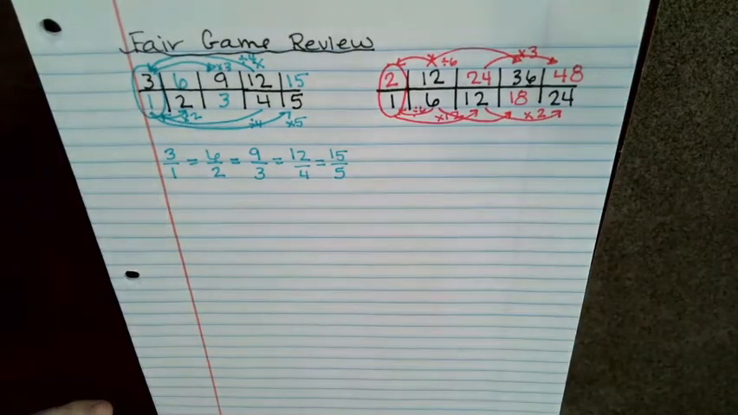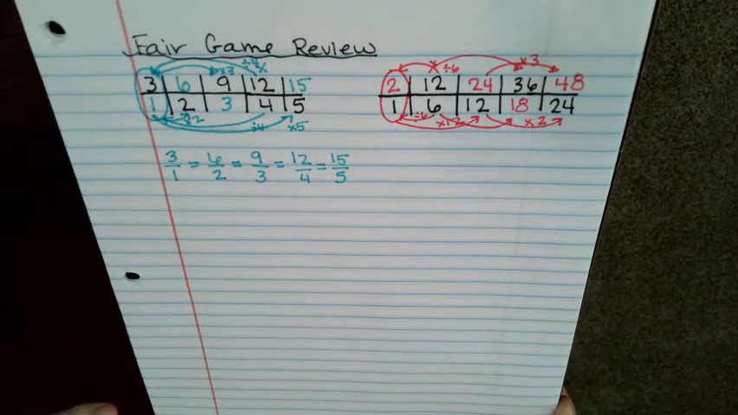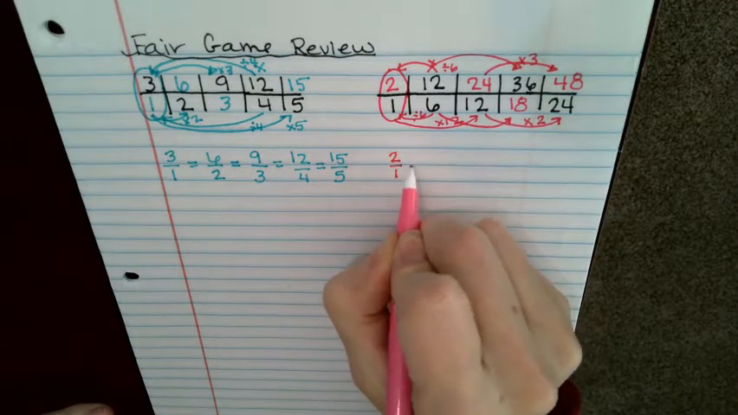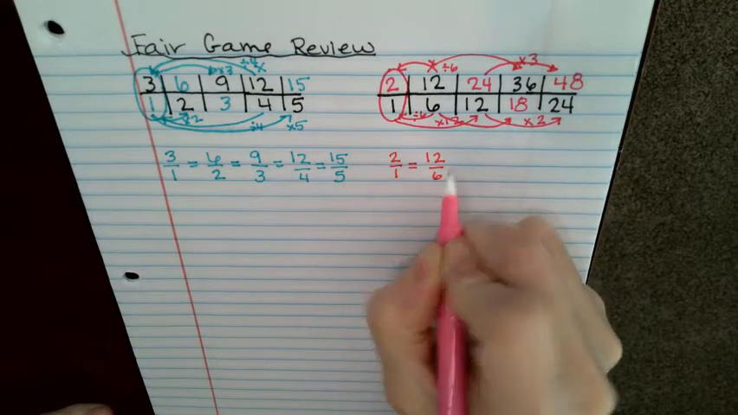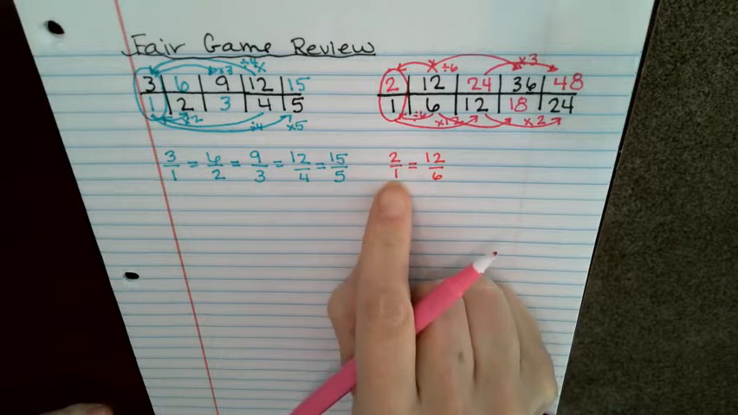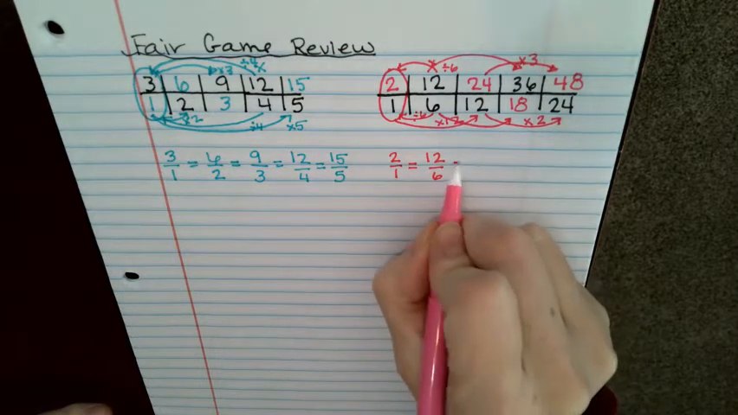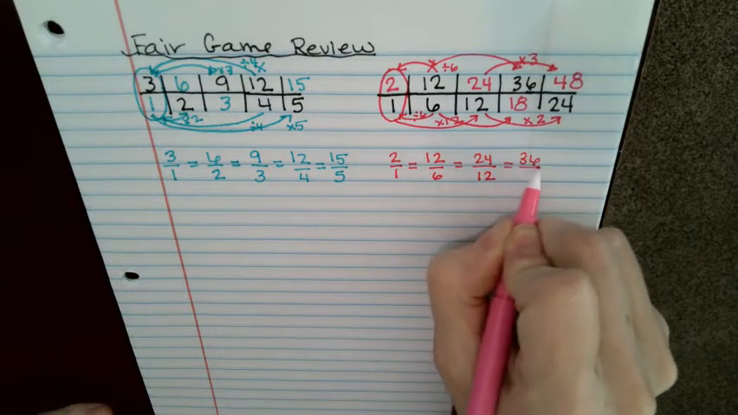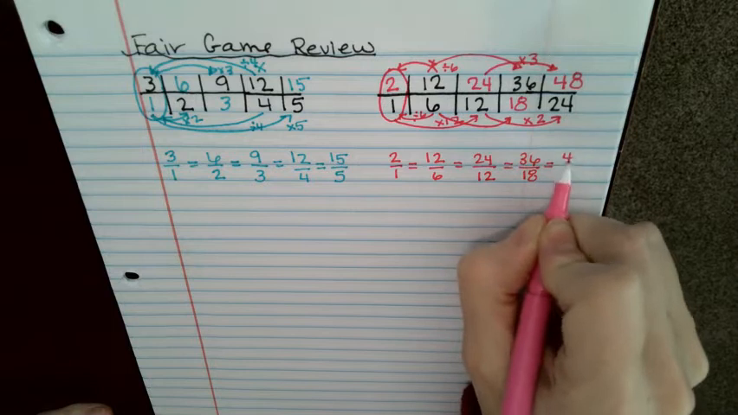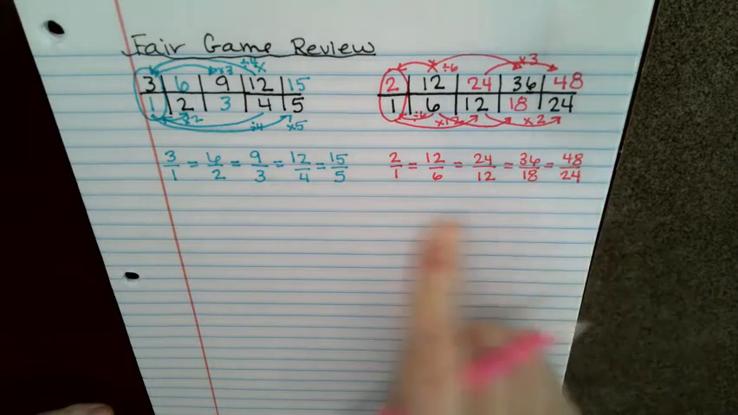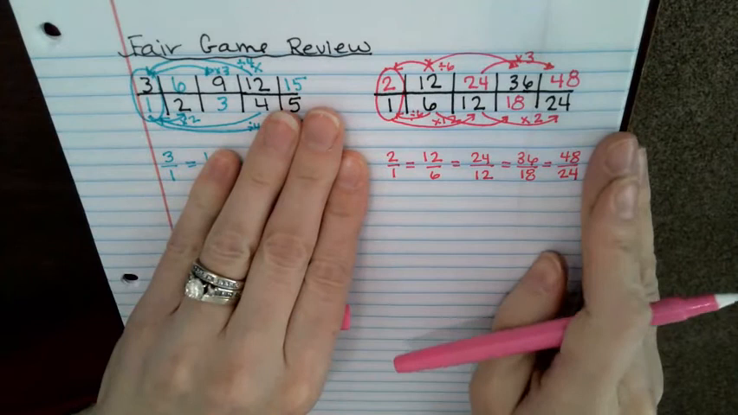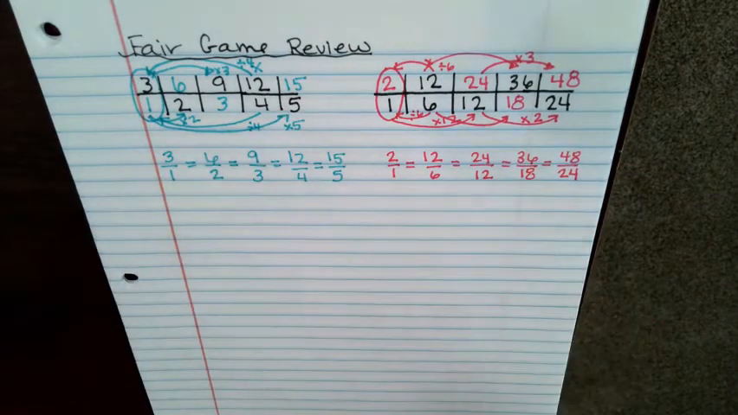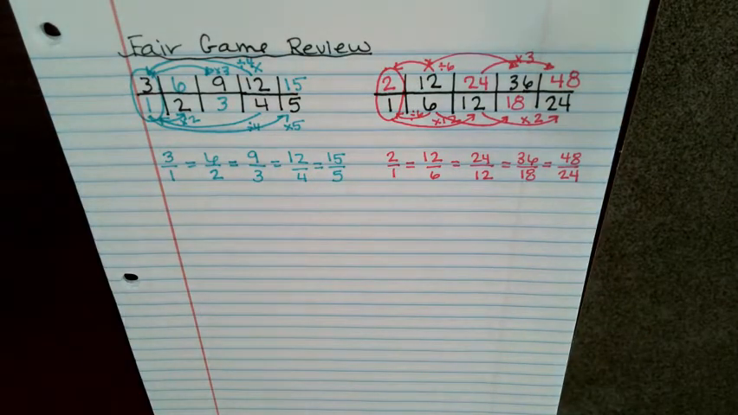And again, a ratio table is a way to organize equivalent ratios. So if I pull these out, that means 2 over 1 is equal to 12 over 6. I can know this because 2 is twice as many as 1, 12 is twice as many as 6, 24 is twice as many as 12, 36 is twice as many as 18, and 48 is twice as many as 24. All of these are equivalent to one another. So 12 sixths is equivalent to 36 eighteenths. Okay? All right.